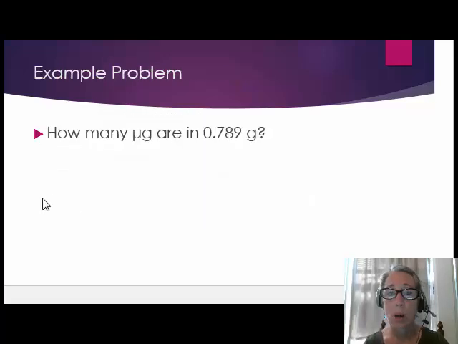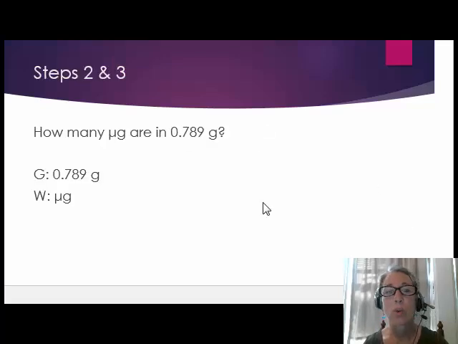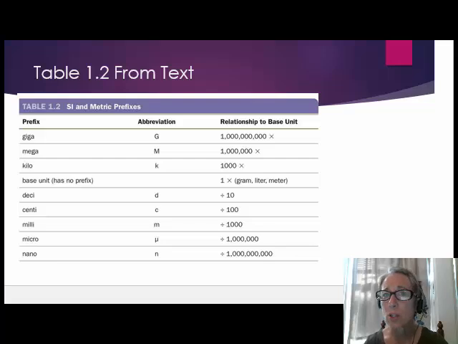Let's look at an example problem. How many micrograms are in 0.789 grams? We read the problem. Step 2 is to identify what unit we are converting from, which is grams. And step 3 is to identify what unit we want to end up with, which is micrograms. Step 4 is to identify the conversion factor.